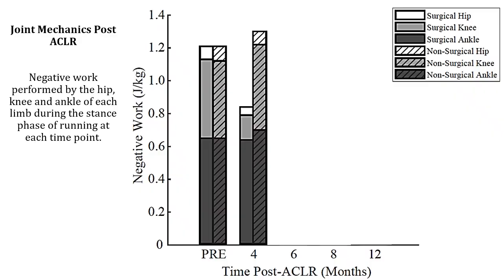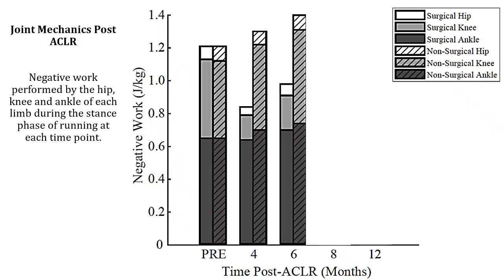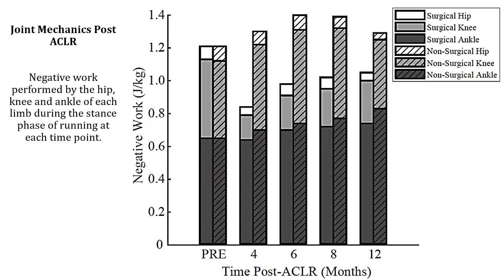Now the forces are even further exponentially increased due to the higher rate of loading and the associated flight phase of running as compared to walking, so this would only be further detrimental to the knee joint and promote a lot of the osteoarthritis biomarkers that are seen with walking. And as we track this across time, we can see that it's persistent. So in this cohort, even at a year out, time in itself just does not normalize the negative work that is performed.